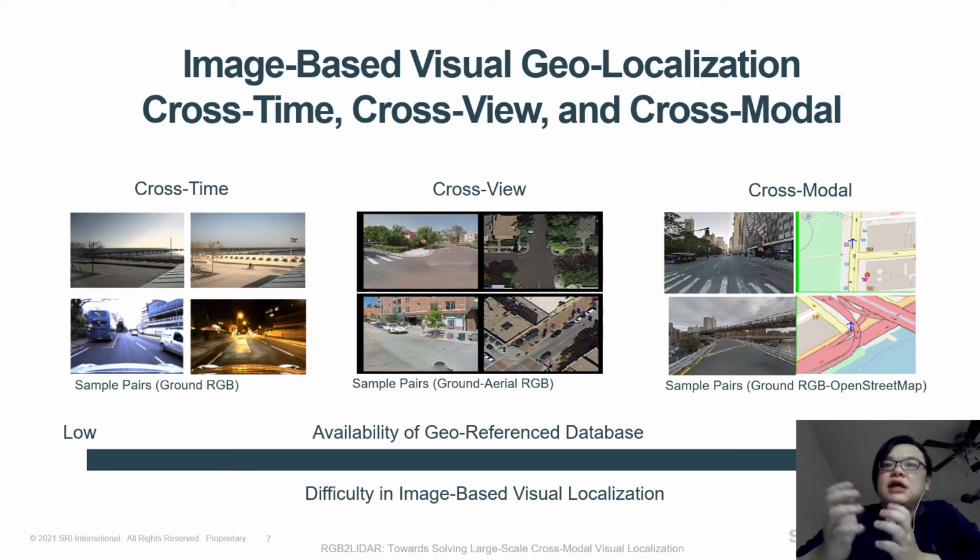So there's a lot of potential in this research direction because the reference data is easy to obtain from open sources. However, matching the ground query image to the reference data collected from different modalities is very difficult. This is the major difference between cross-time, cross-view, and cross-modal geolocalization. In this talk, we will focus on this new but challenging research field, cross-modal geolocalization.